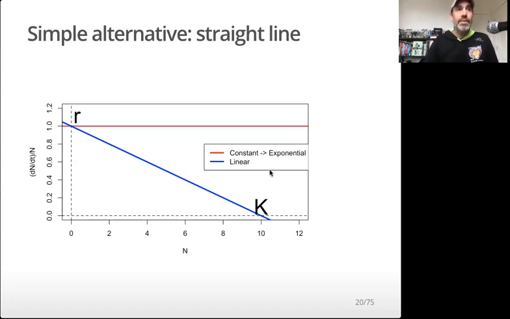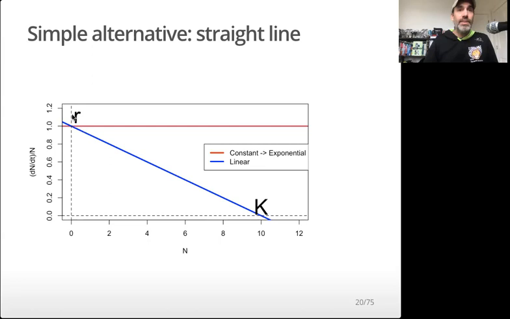And this would occur anytime that there's any sort of resource limitation on a population. So if you're starting out at very low population sizes and there's abundant resources, your per capita growth rate is going to be very high. But as your population increases in size, those resources are being divided up among more and more individuals. And so the resources per individual are going to go down. At some point, you're going to hit a point where that per capita growth rate goes to zero. And we're going to define that point as K.